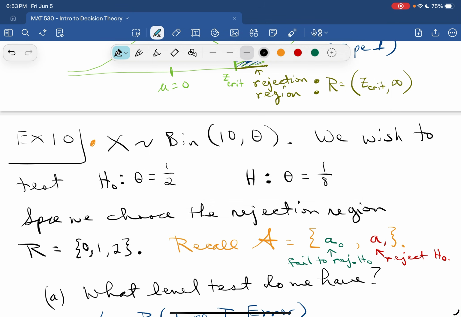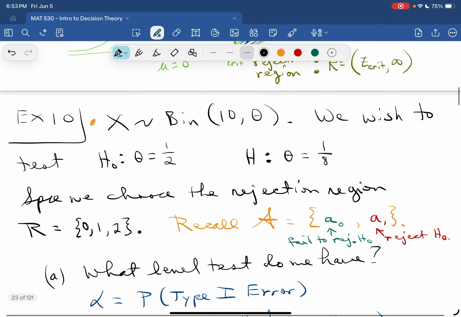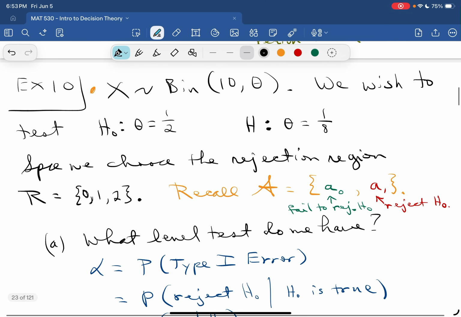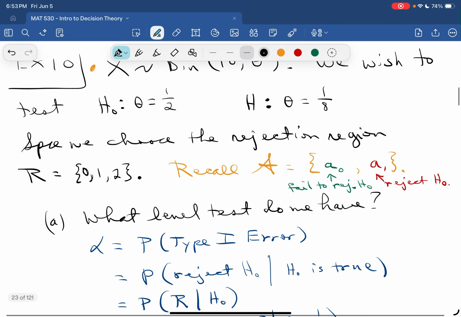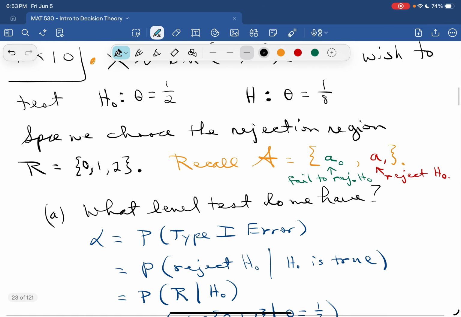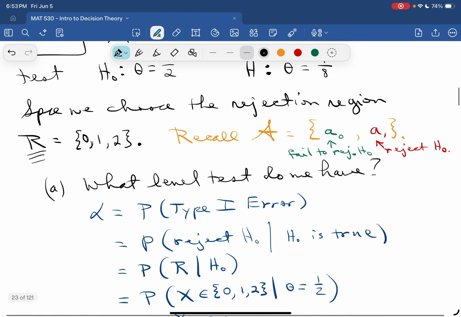Okay, so let's find out what level test we have here. Remember that the level of the test, the significance level, is the probability of a type 1 error. So that's the probability that we reject the null hypothesis given that the null actually is true. So that's the probability associated with this occurrence here, given that H0 is true. So the probability that x is an element of {0, 1, 2}, given that theta is 1/2.